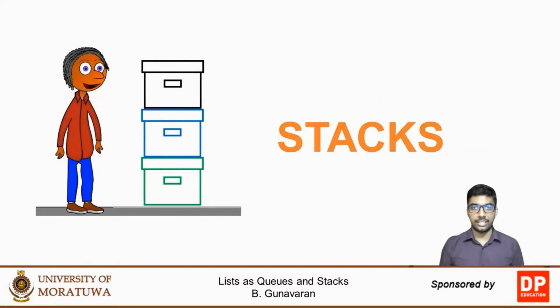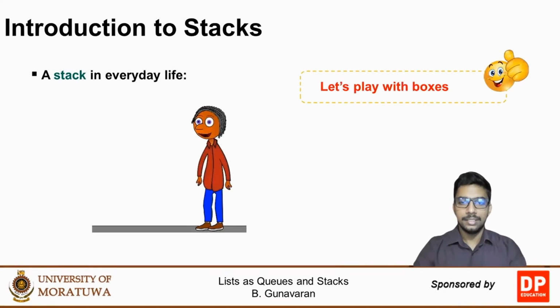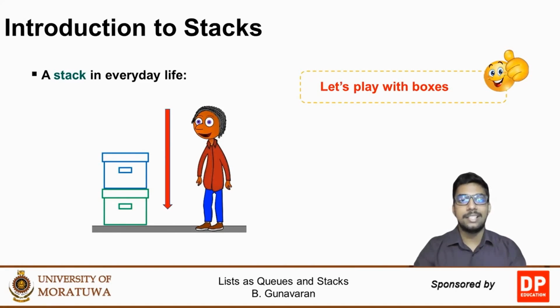The first data structure we are going to look at is stacks. One of the easiest ways to understand stacks is by looking at an example from our daily lives. Consider a scenario where you have some boxes and you have to place them on top of each other. You get your first box and place it on the floor. You get the second box and place it on top of the first one. Finally, you get the third box and place it on top of the second one. Now, we have a stack of 3 boxes.